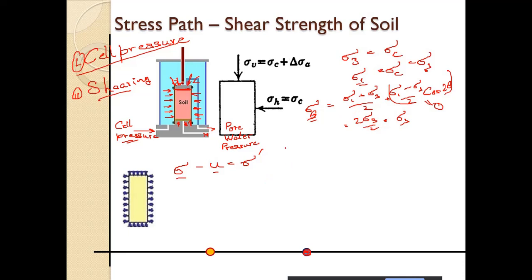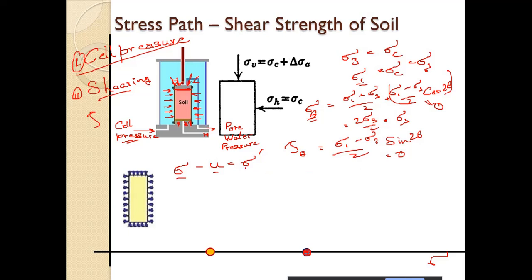And what about tau theta? So this is tau and this is sigma. Alright, so what about tau theta? We have sigma 1 minus sigma 3 by 2 sine of twice theta. So what is sigma 1 minus sigma 3? It is 0. Ultimately tau theta is equal to 0. So it is at 0, this point.